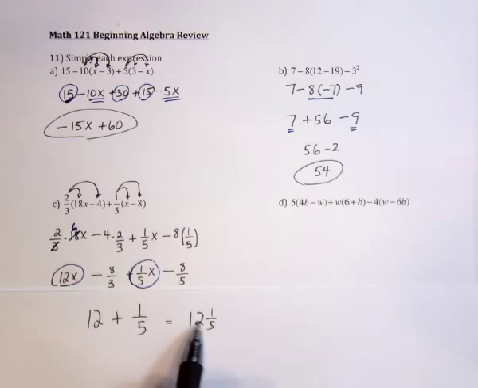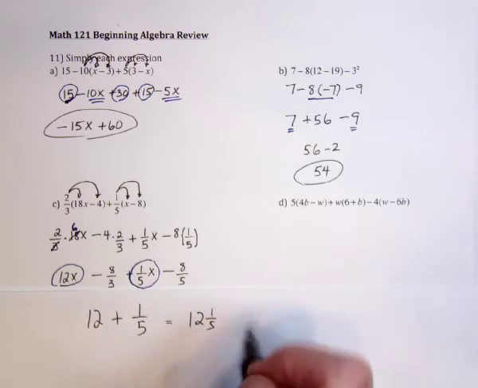We are going to make this an improper fraction. And you multiply this direction. 5 times 12 is 60. And then you add on a 1. So that means it's 61/5.